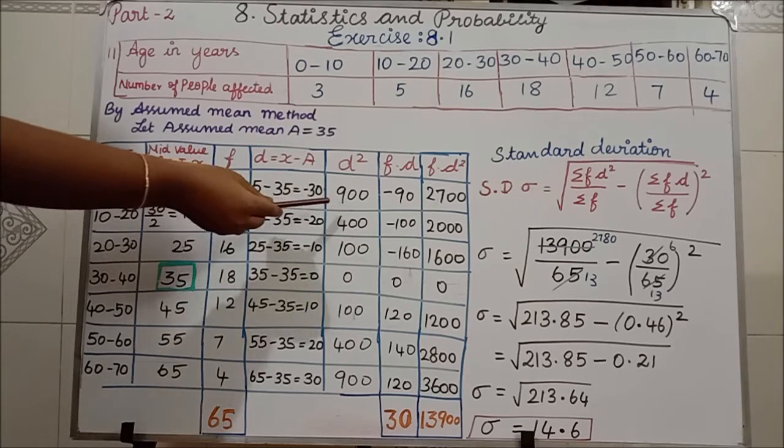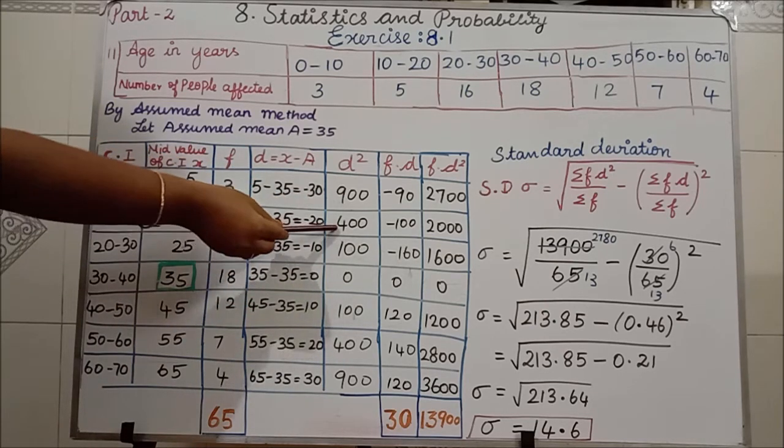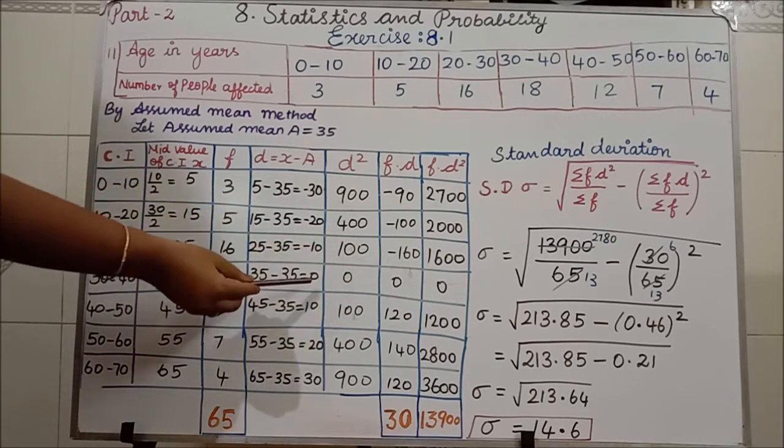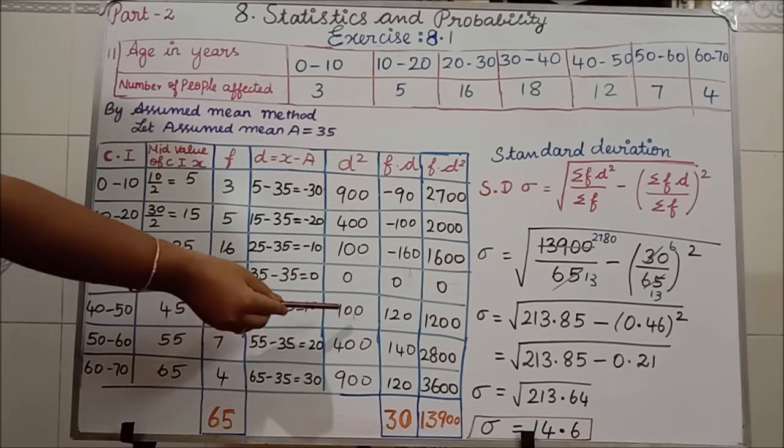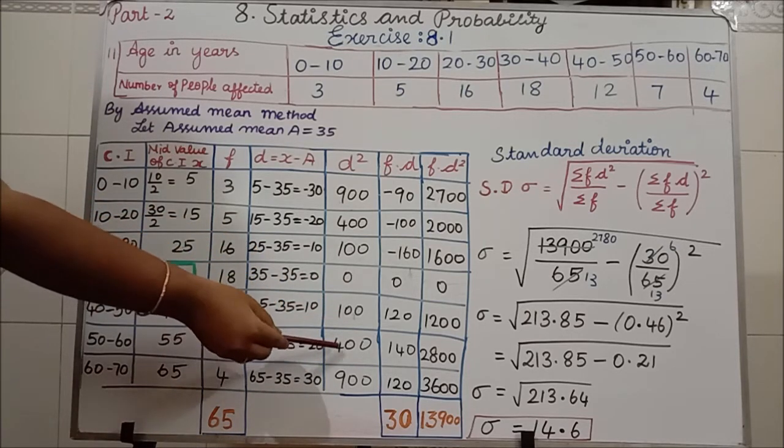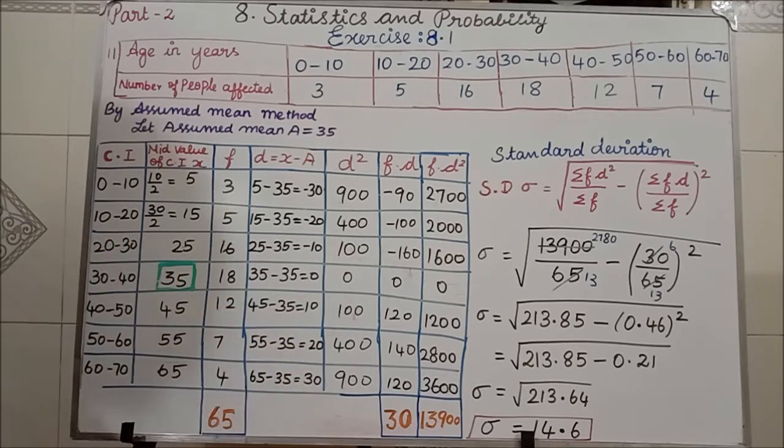Minus 30 into 30 means 900. 20 into 20 400. 10 into 10 100. 0 into 0 0. 10 into 10 100. 20 into 20 400. 30 into 30 900. Okay, the D square values if you are squaring, we are getting these numbers. Okay, the next step is what?